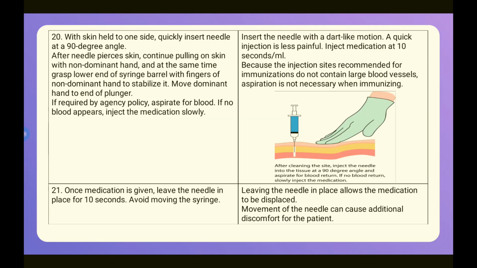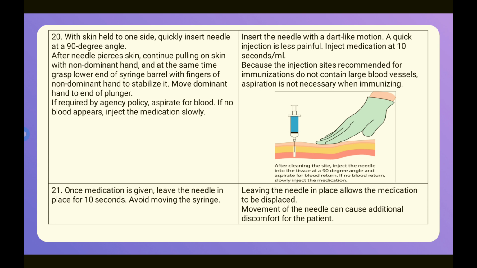Number 20. With the skin held to one side, quickly insert the needle at a 90-degree angle. After the needle pierces the skin, continue pulling on the skin with the non-dominant hand, and at the same time, grasp the lower end of the syringe barrel with the fingers of the non-dominant hand to stabilize it, and move the dominant hand to the end of the plunger. If required by agency policy, aspirate for blood. If no blood appears, inject the medication slowly.